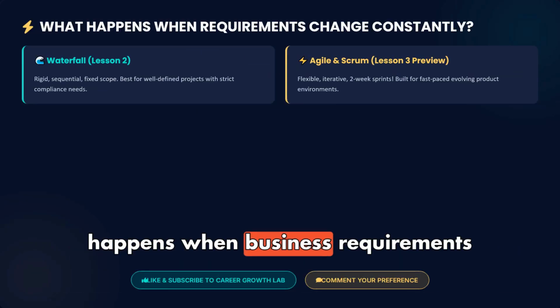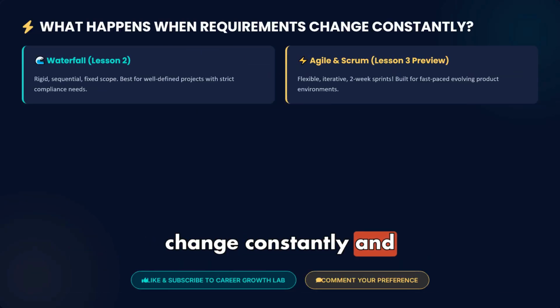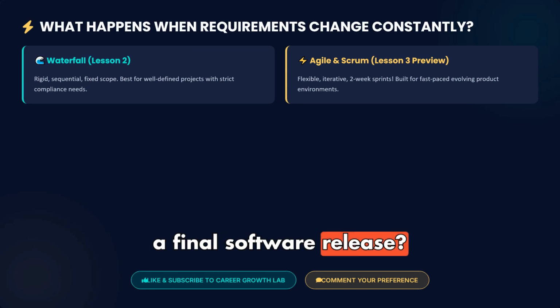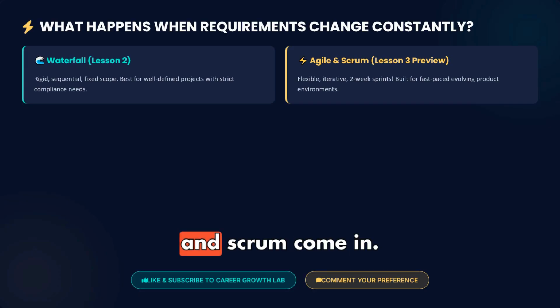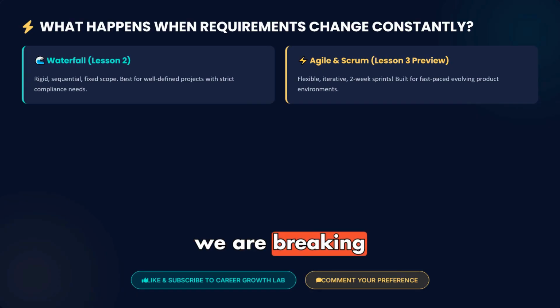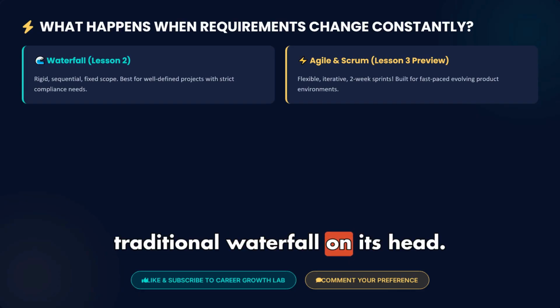So, what happens when business requirements change constantly and you cannot wait months for a final software release? That is where Agile and Scrum come in. In our very next lesson, we are breaking down Agile framework fundamentals, and trust me, it completely flips traditional waterfall on its head.